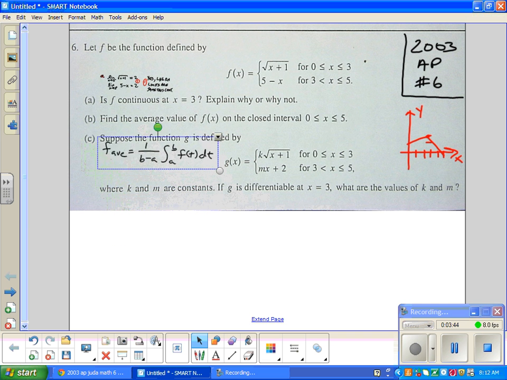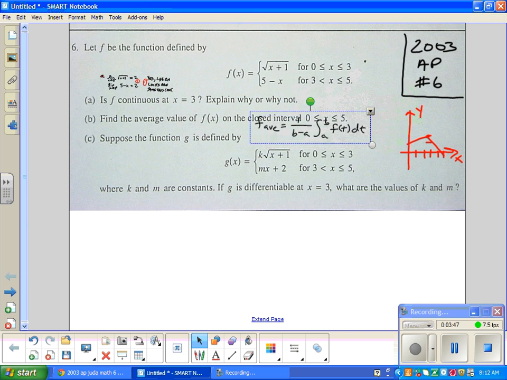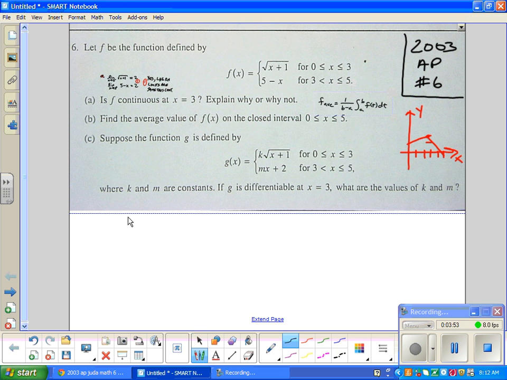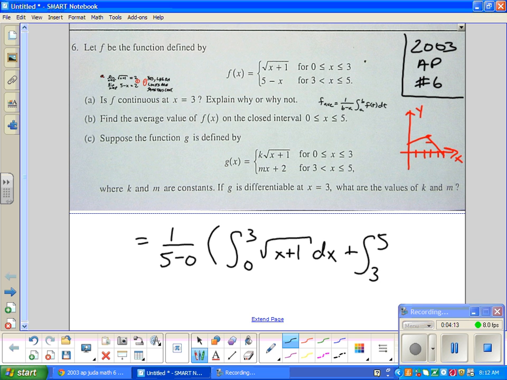I don't think I'd even need to write this, but I probably would. So I have this. That's the average function. I'll put it up here. I don't think it'll be a score. I would start at the top of my paper. First thing I would write is 1 over 5 minus 0 times, and I would have to make this graph myself. So this graph would be on my paper at this point. Because I would want to go from 0 to 3 of the square root of x plus 1 dx plus the integral from 3 to 5 of 5 minus x dx. And I would think to myself, have I found the area under the curve in the parentheses? I think the answer is yes, I have. All right. So now I've got to actually do the work.